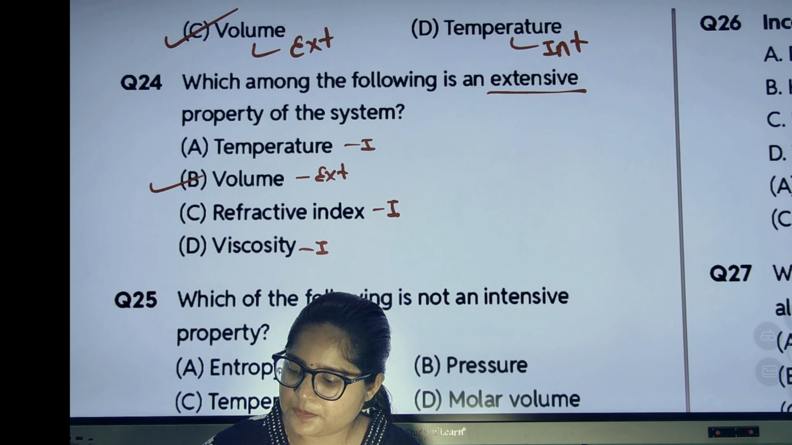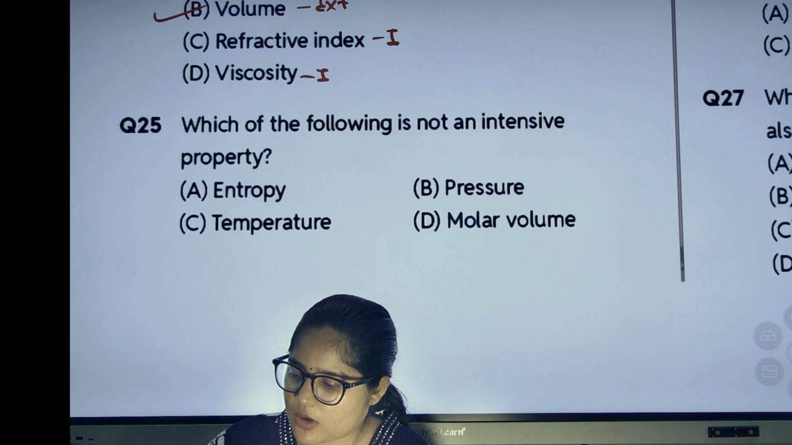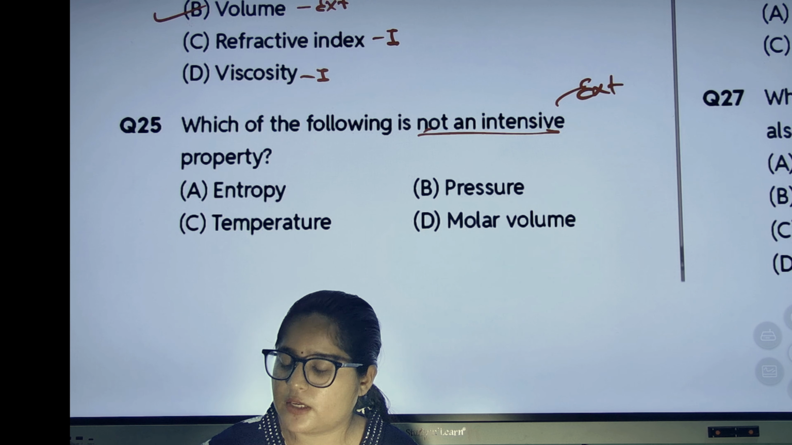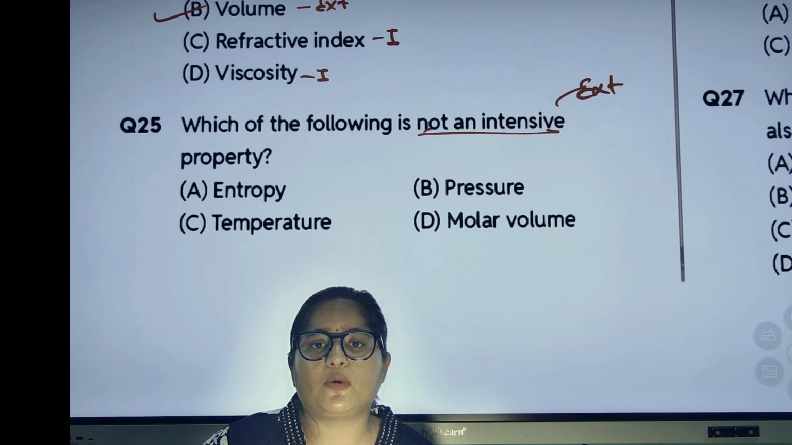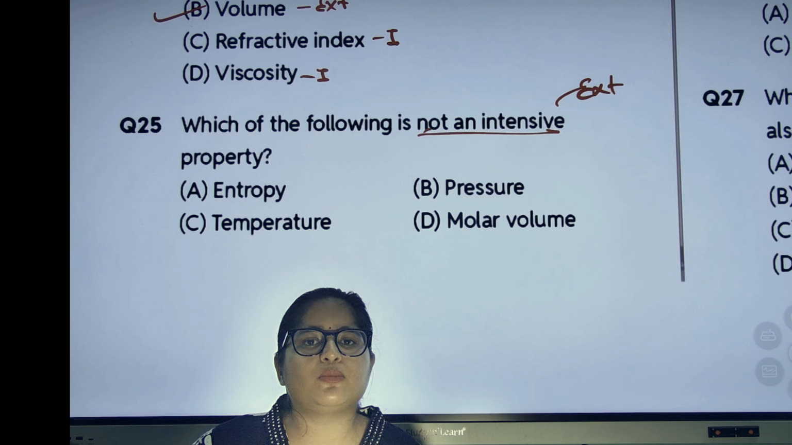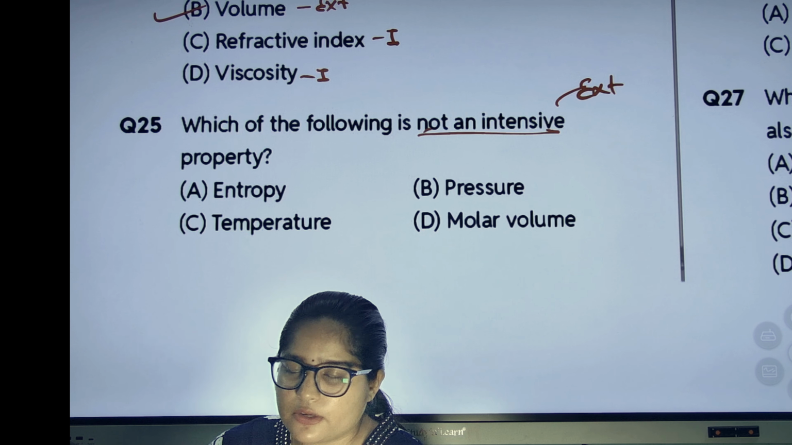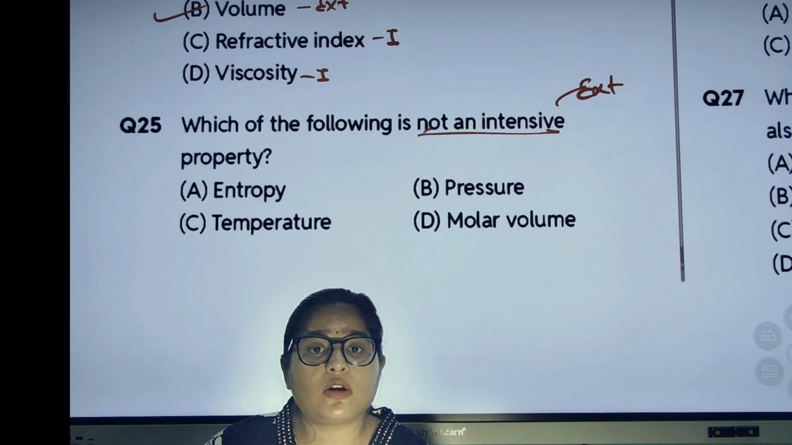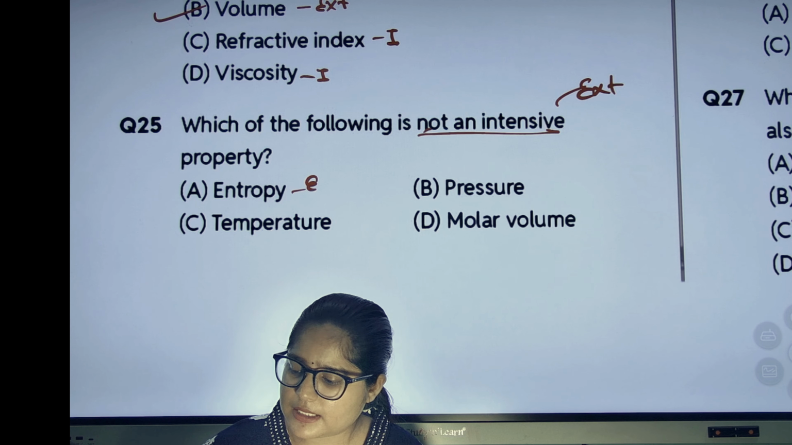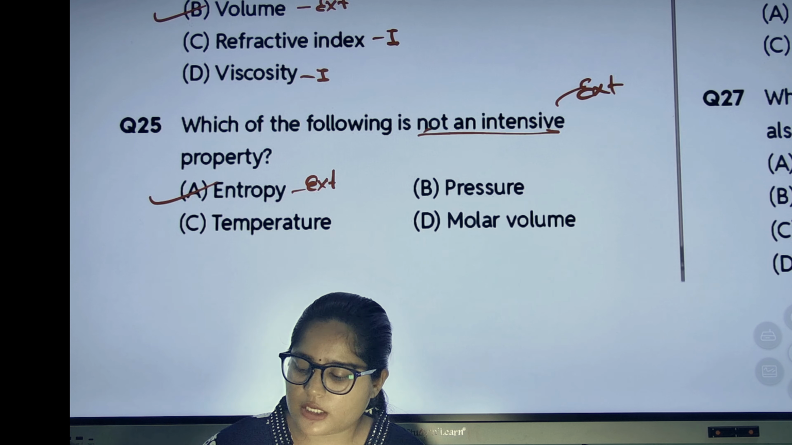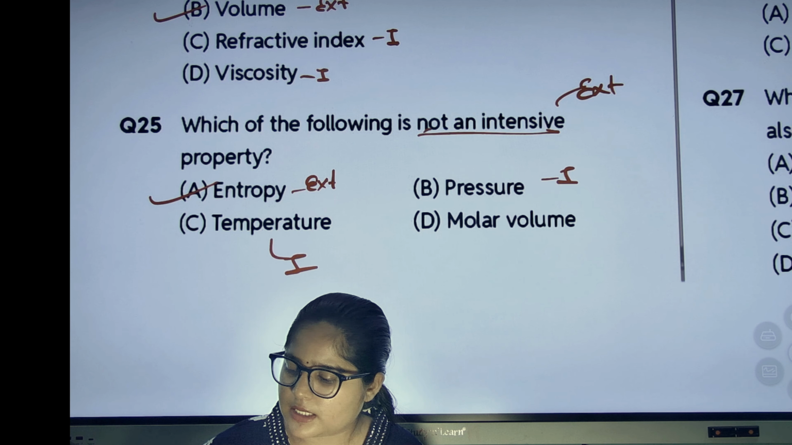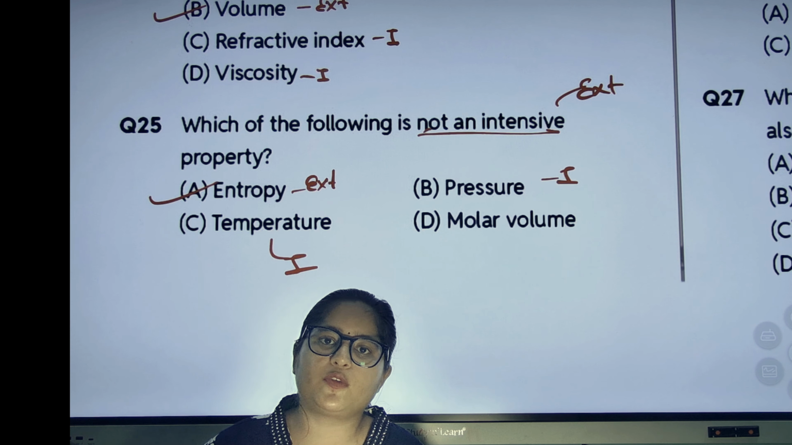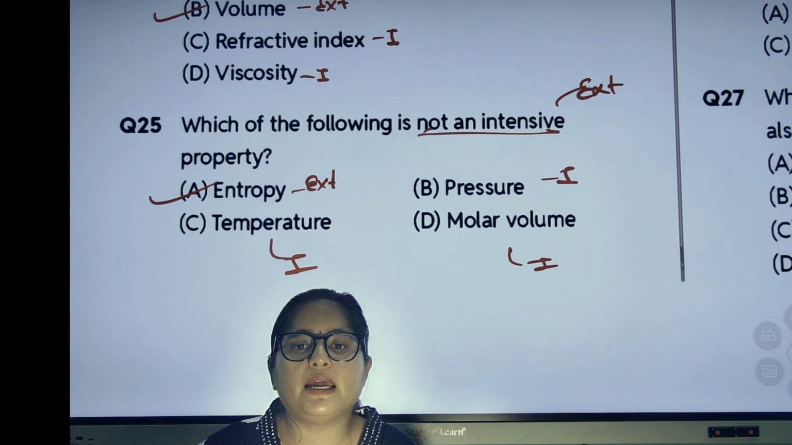Okay. Next question, 25. Which of the following is not an intensive property? Not an intensive means what they are asking? Extensive. For extensive, learn with me. What are the two star points? Extensive means it will change. And the second point I have told you, all energy terms are extensive. Entropy, enthalpy, Gibbs free energy. First option is entropy. Is entropy energy or not? Energy. So it is extensive. Okay. Pressure does not change, intensive. Temperature does not change, intensive. Molar volume. Molar volume is volume per mole, right? So the ratio of two extensive properties is also intensive.